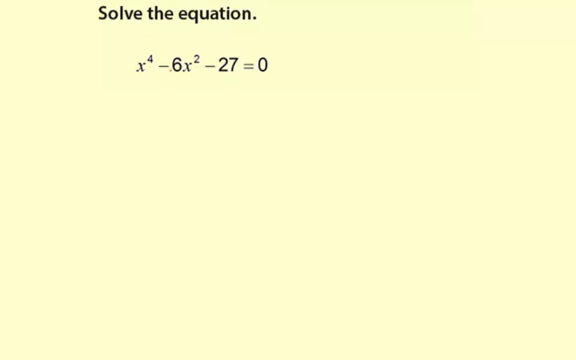So here's what happens. We take this middle term of negative 6x squared, and we're going to look at the coefficients of the x to the fourth and the negative 27, which are just 1 and negative 27. So we multiply the 1 and the negative 27. 1 times negative 27 is negative 27. Then we need to find the factors of negative 27 that add to make negative 6. Well, I'm going to say negative 9, positive 3. Those do add to make negative 6. They multiply to make negative 27. So that's how we're going to split this middle term.